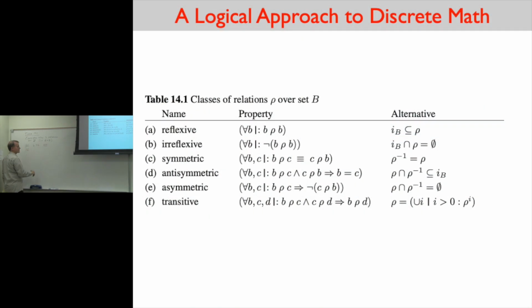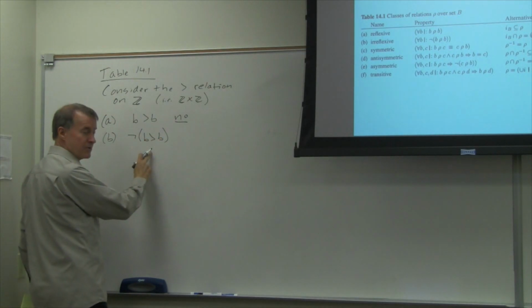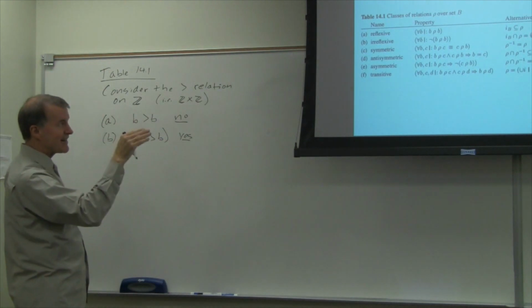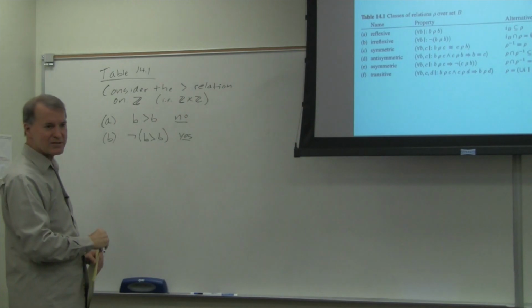So what's part B? How about irreflexive? Is it true that for all B, it's not the case that B is greater than B? Is that true? That is true. So what we're saying then is that the greater than relation is irreflexive. You see how you determine these properties?